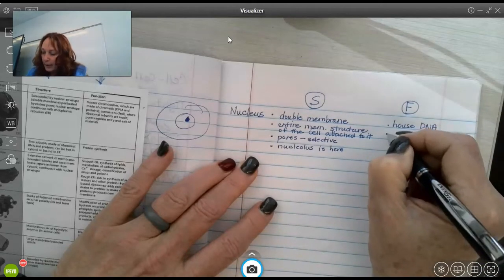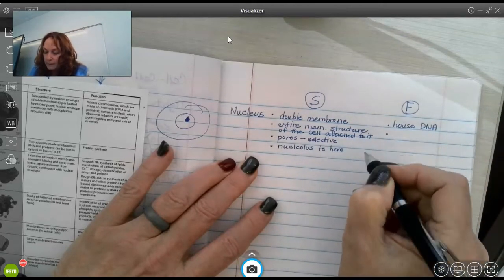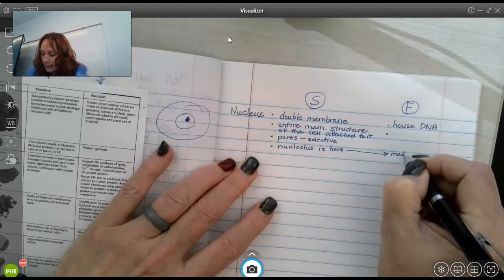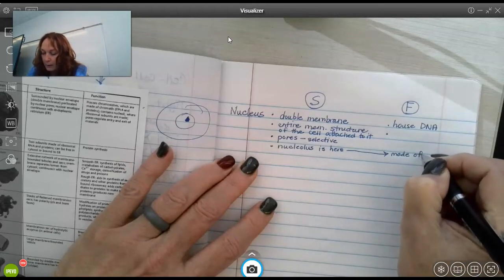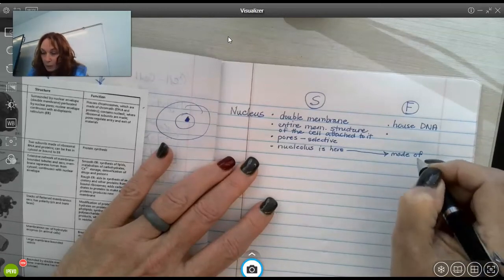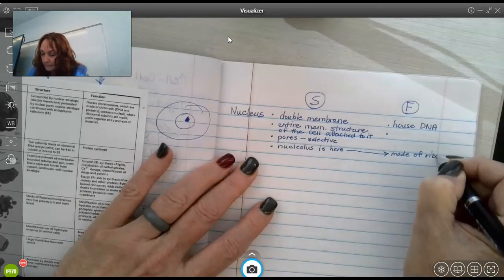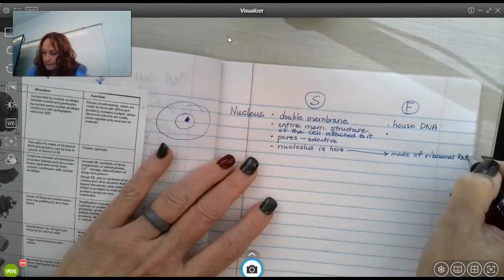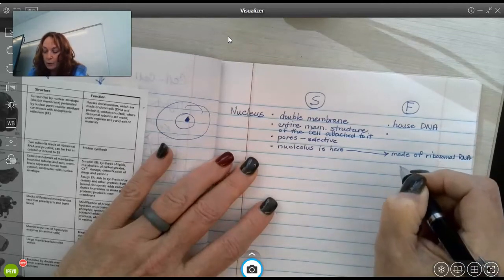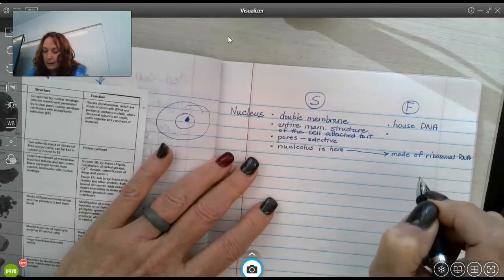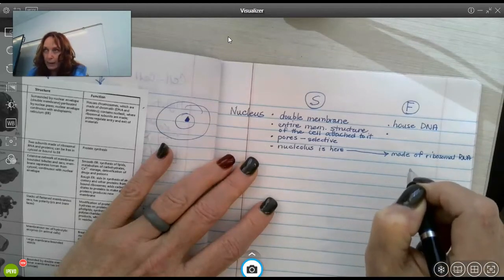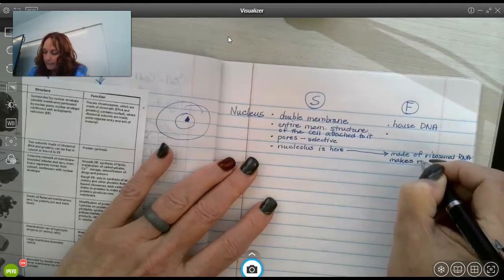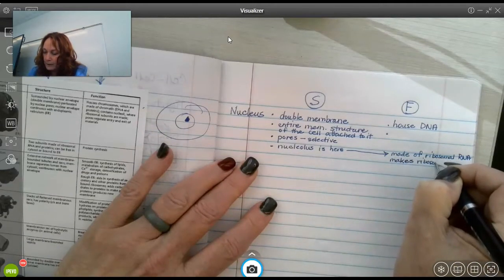It also has this nucleolus, and this is made of ribosomal RNA, and this is where you make the ribosomal subunits. So it makes ribosomes.